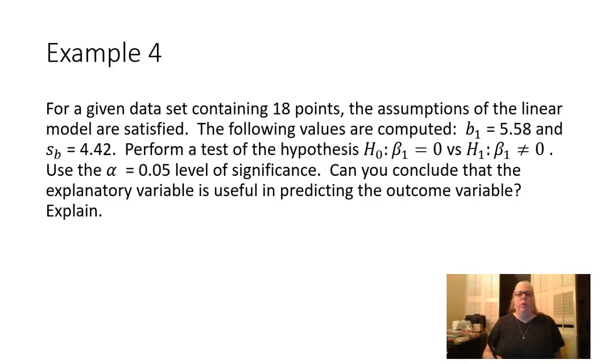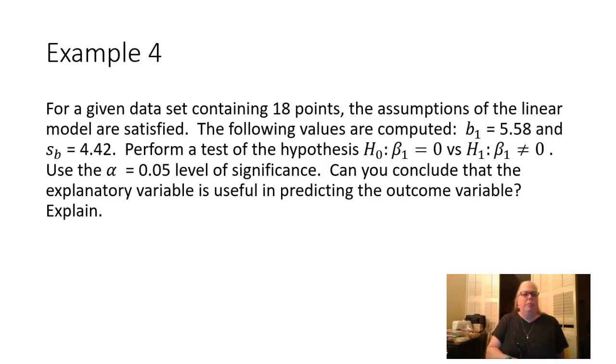Okay, so what we're looking for here is if we're going to reject the null hypothesis that the slope is 0, then we are concluding that there is a linear relationship, therefore the explanatory variable is going to be useful in predicting an outcome variable. However, if we don't reject the null hypothesis, then there is a possibility that the slope could actually be 0, and in that case, the explanatory variable would not be useful in predicting the outcome variable. All right, so that is what we're going to test.